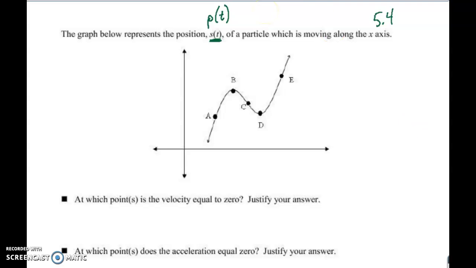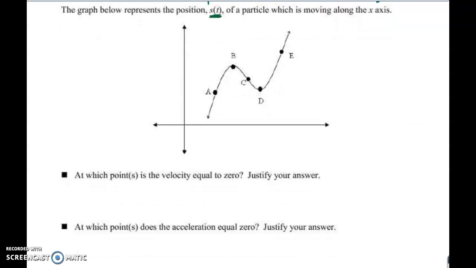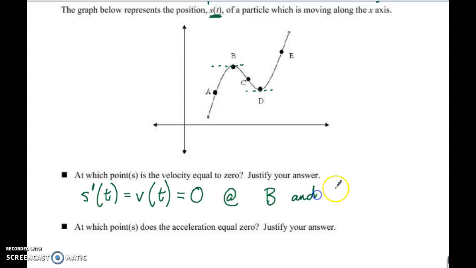So anyway, as you look at this problem, and they ask you at what point does the velocity equal 0, well, think of the relationship between S of t and velocity, and that rule is S prime of t is equal to V of t, and since the directions want you to say that V of t equals 0, we want the horizontal tangent. Well, I would say at B. I would also say at D. So at points B and D.